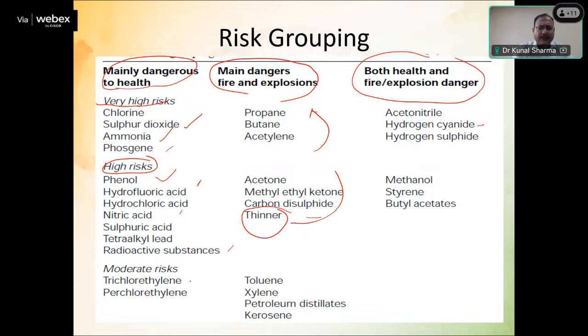Similarly, for moderate risks, there are certain chemicals, trichloroethylene, chlorothalene, toluene, xylene, petroleum distillates, and corrosives, etc., which have main dangers of health. Only for this part, I will try to share with you some list of chemicals which you can bifurcate as per your requirement.